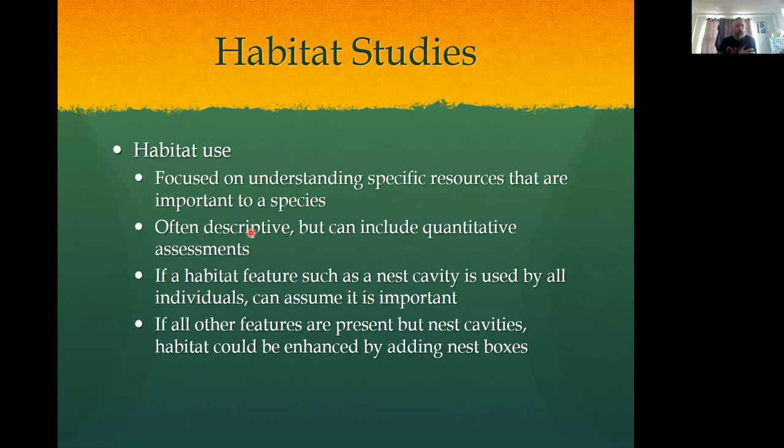For our habitat use studies, as opposed to habitat selection studies, again, this is about animals themselves. We're seeing an animal here, it's spending time in this particular spot, what have you. So it's very much about what are the resources that an animal is trying to utilize.